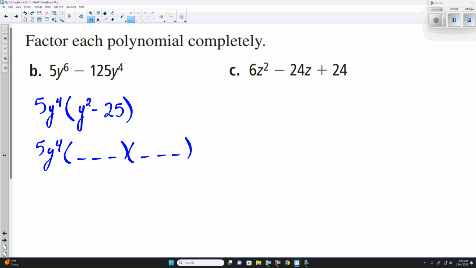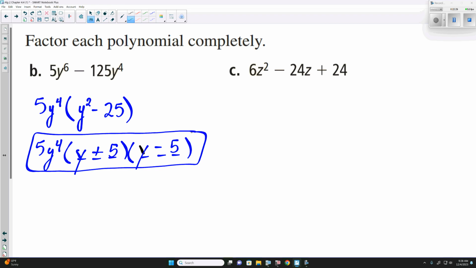Y squared minus 25 is a difference of perfect squares, because we have two terms being subtracted. Well, y squared is y times y, so we'll have y and y. And 5 times 5 is 25. And then we'll have the plus and minus.